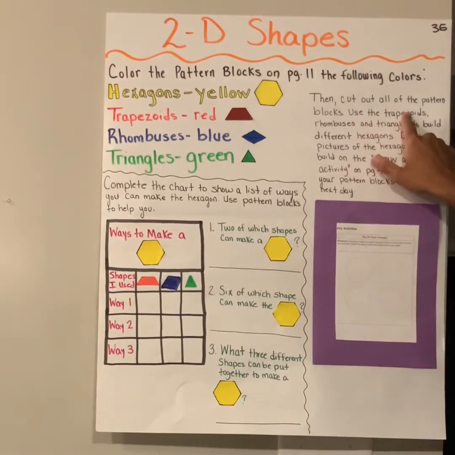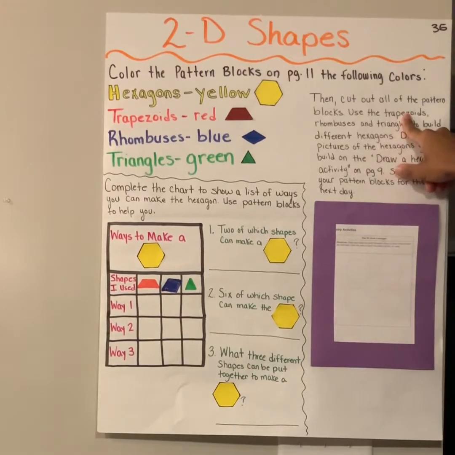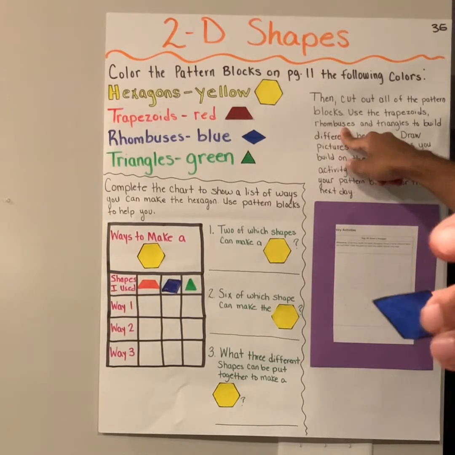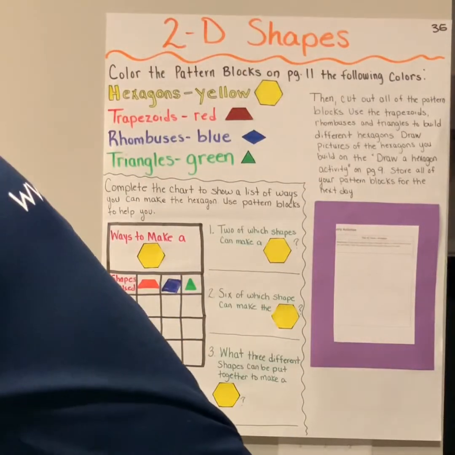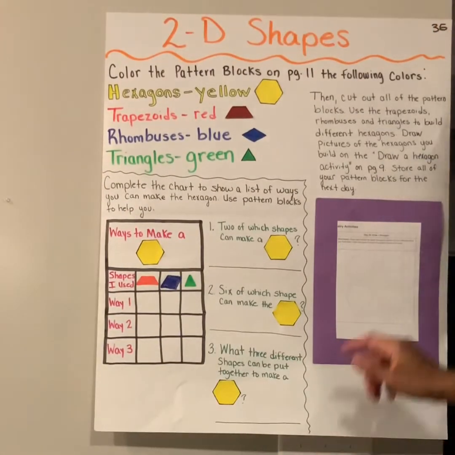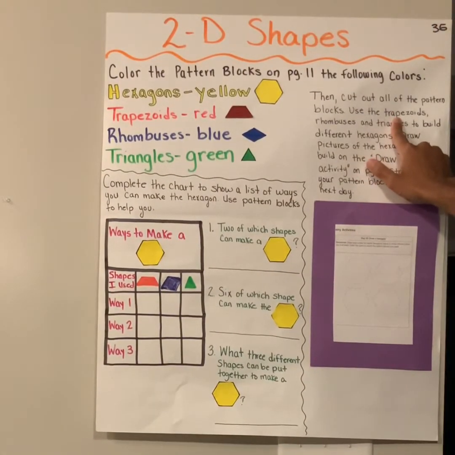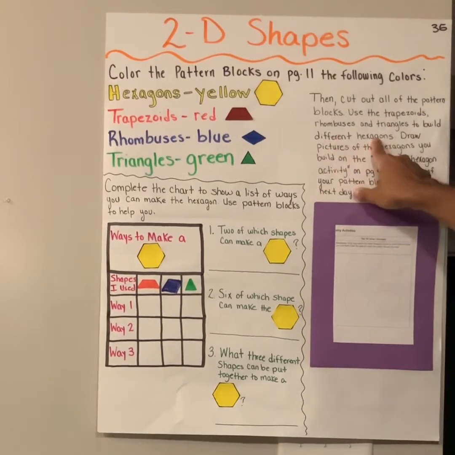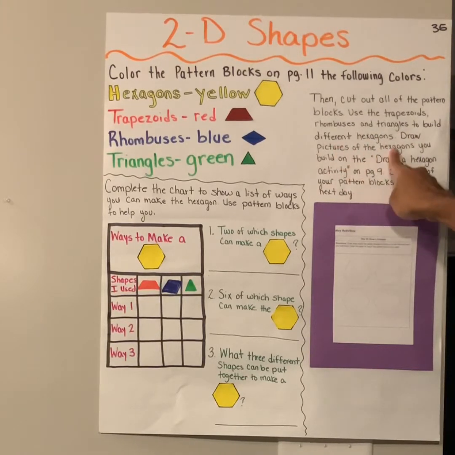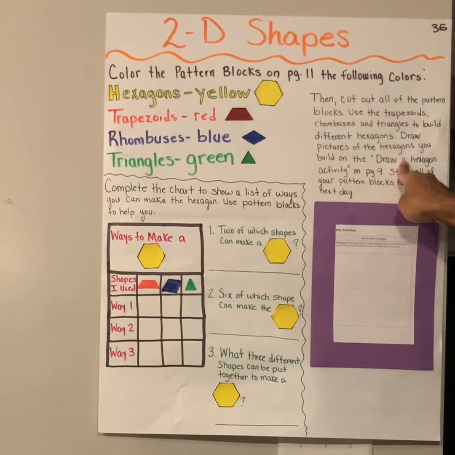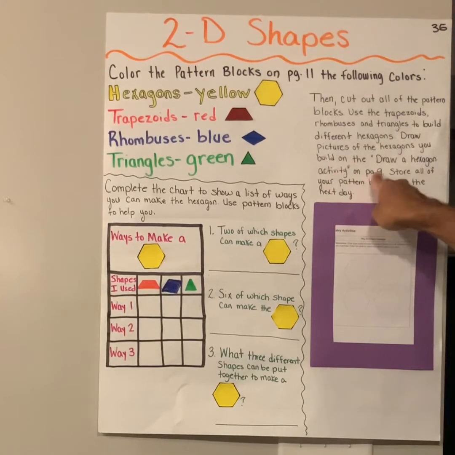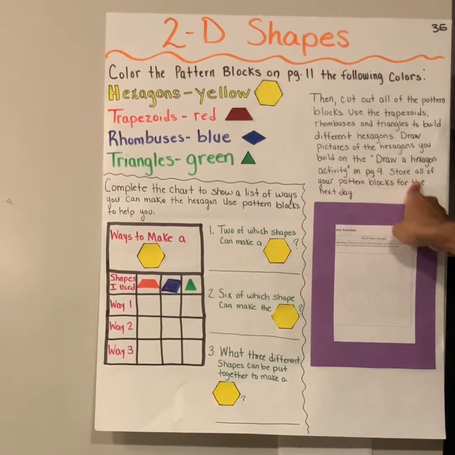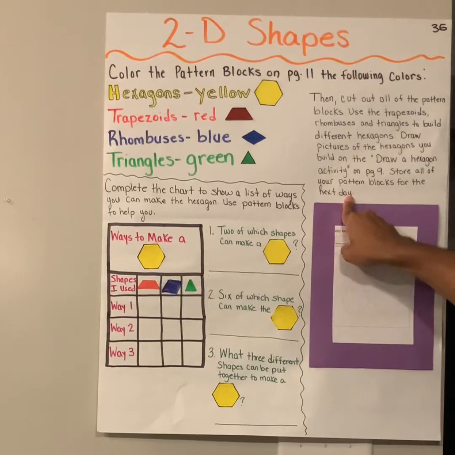Use the trapezoids. So you're going to use the trapezoids, rhombus. We're going to use the rhombus and also the small rhombus, okay? And triangles. You're going to use triangles to build different heptagons. Draw pictures of the heptagons you build on the Draw a Heptagon activity on page 9, which is this sheet, okay? Store all of your pattern blocks for the next day, okay?